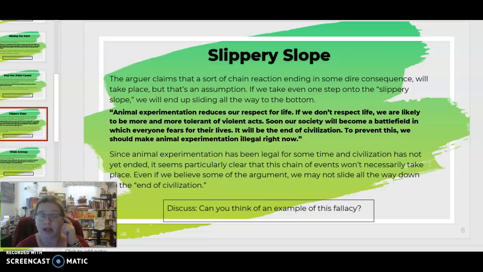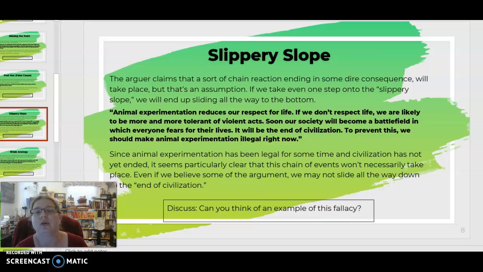Essentially, animal experimentation, as the example says, reduces our respect for life. If we don't respect life, we're likely to be more tolerant of violent acts. Soon, our society will become a battlefield in which everyone fears for their lives. It'll be the end of civilization, and in order to prevent this, we should make animal experimentation illegal.